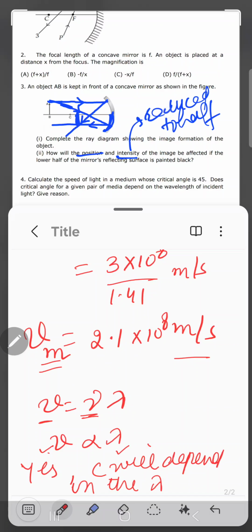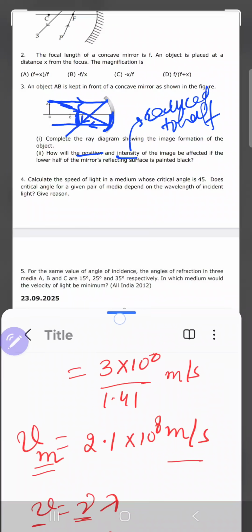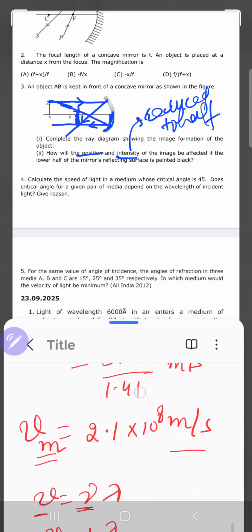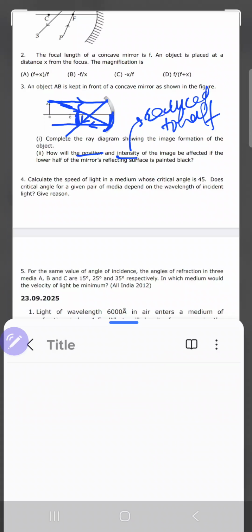Okay, next question is the last question. Last question is, for the same value of angle of incidence. This fifth question we are writing here. For the same value of angle of incidence, the angle of refraction in three media A, B and C is 15 degree, 25 degree and 35 degree respectively. In which medium would the velocity of light be minimum?